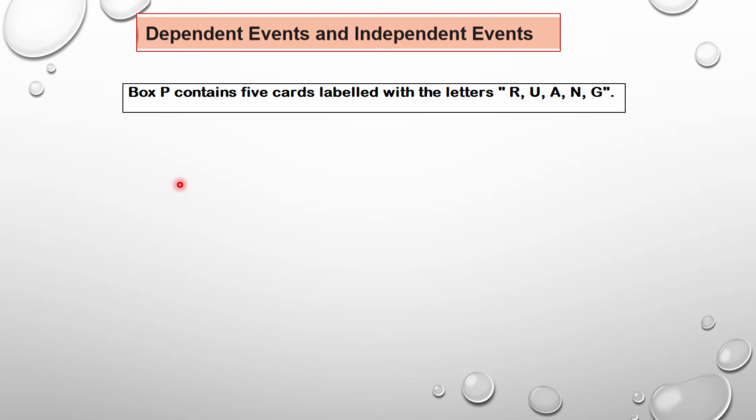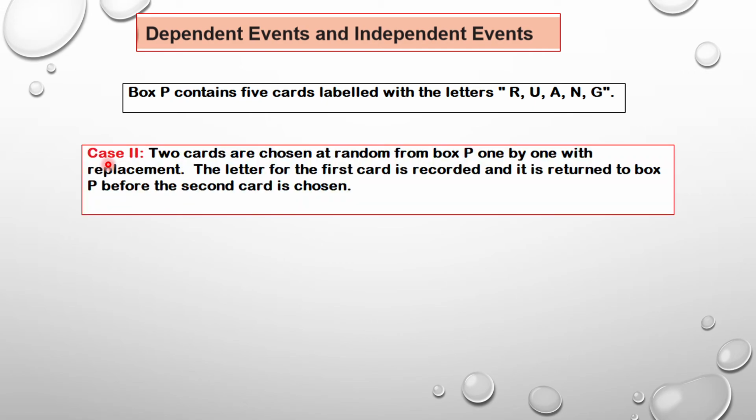Okay, now same example. Let's look at the second case. 2 cards are chosen at random from box P one by one with replacement. Okay, that means when we pick one card for the first time, we will return the card back to the box. Therefore, for the second time, the number of cards will be the same. The letter for the first card is recorded and it is returned to the box P before the second card is chosen.